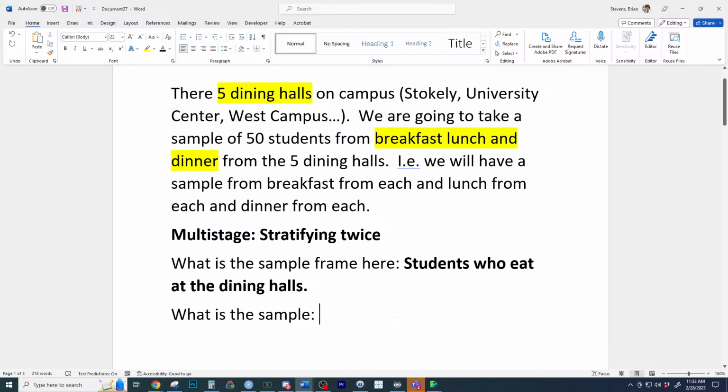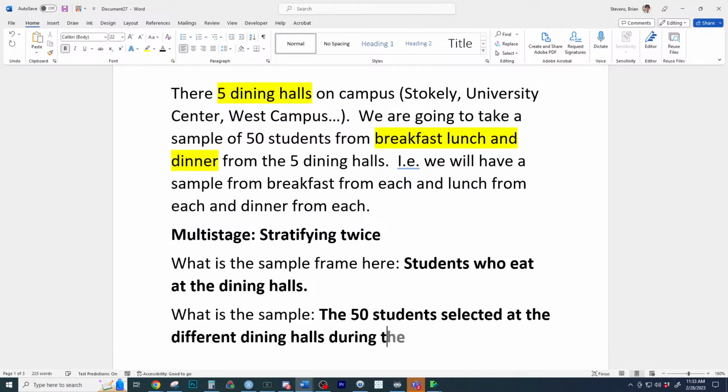So what is the sample? The students selected, or the 50 students selected at the different dining halls during the different times. Total of, so it's 15 times, that's 750 students. Because there are 5 dining halls and 3 times, 5 times 3 is 15. 15 times 50 is 750. And this is kind of the best example right here.